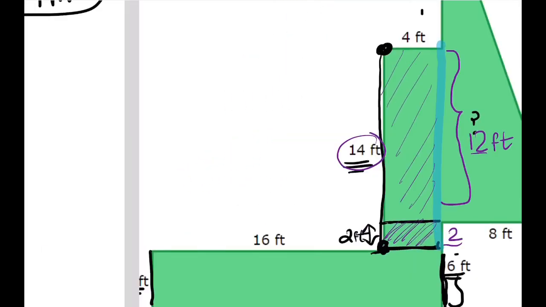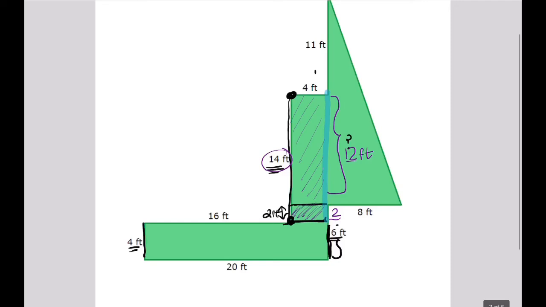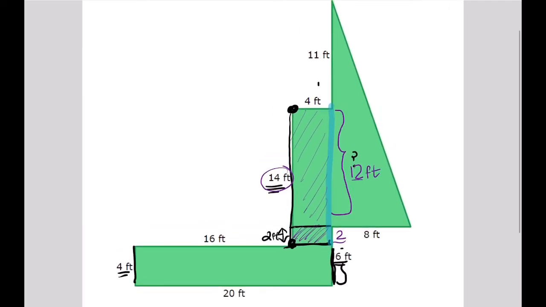I know there's a lot going on with these problems. I know these are not the easiest ones in the world to do. I totally have to apologize for that. But the more you do them, the better you're going to get at them. And now we've got all the necessary parts of that triangle that we need. So we need to figure out the entire height of that triangle.